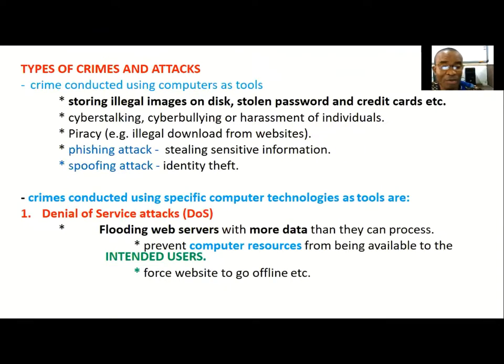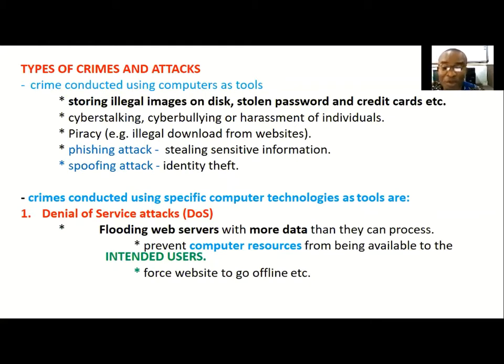Then let us look at types of crimes and their attack. We have different types of crime, but here we are going to look at two: crime conducted using computer as tools, and crime conducted using specific computer technology as tools. When we say crime conducted using a computer, we are talking about, for instance, storing an illegal image on your disk or on your system. That is using the computer to commit that crime.